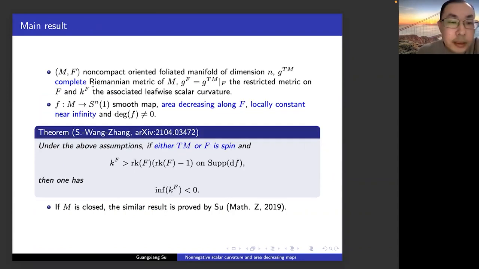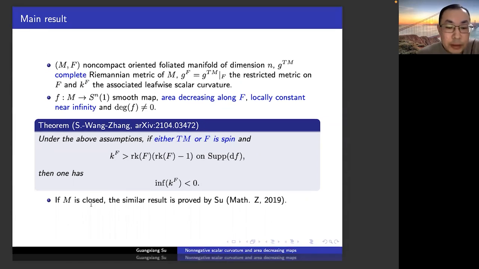So we state our main result. Let (M, F) be a non-compact oriented foliated manifold of dimension n, g^TM a complete Riemannian metric, g^F the restricted metric on the foliation, and k^F the associated leafwise scalar curvature, and let f from M to the n-sphere be a smooth map, area decreasing along the foliation and locally constant near infinity, and the degree of f is non-zero. Then, if either TM or F is spin, and the leafwise scalar curvature is greater than rank F times (rank F minus one) times the square of the norm of df, then we have the infimum of k^F is negative.